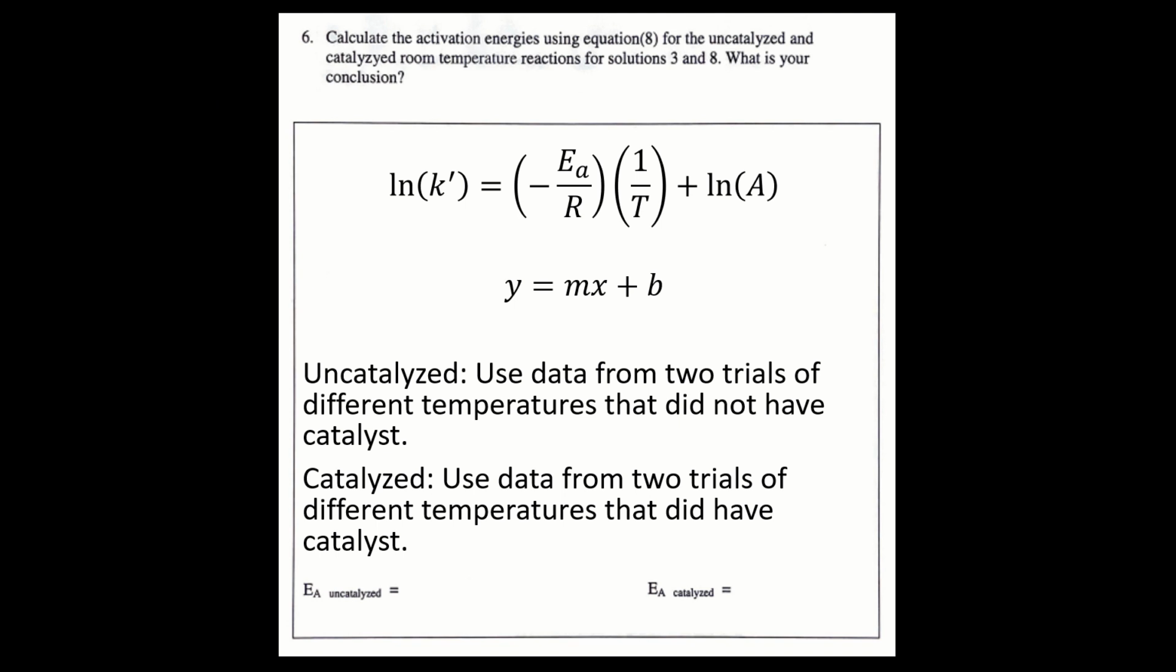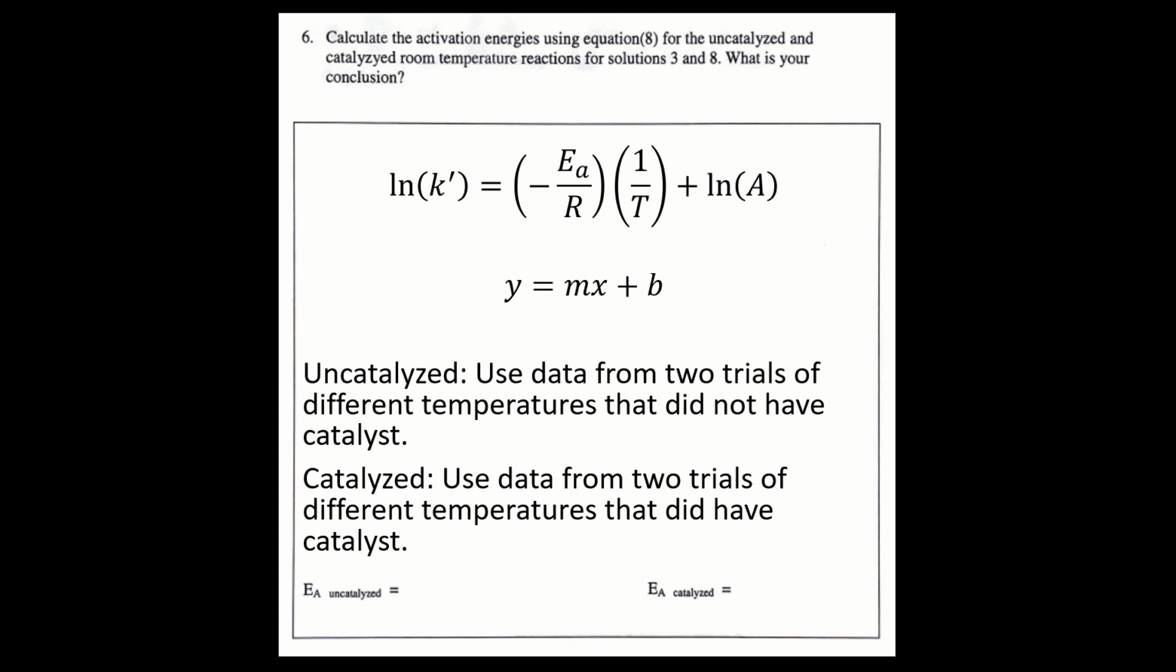So for question 6, calculate the activation energies using equation 8 for the uncatalyzed and catalyzed room temperature reactions for solution 3 and 8. What is your conclusion? Now, the trick here is that you can't use two trials that have the same temperature. We have to use two different trials.